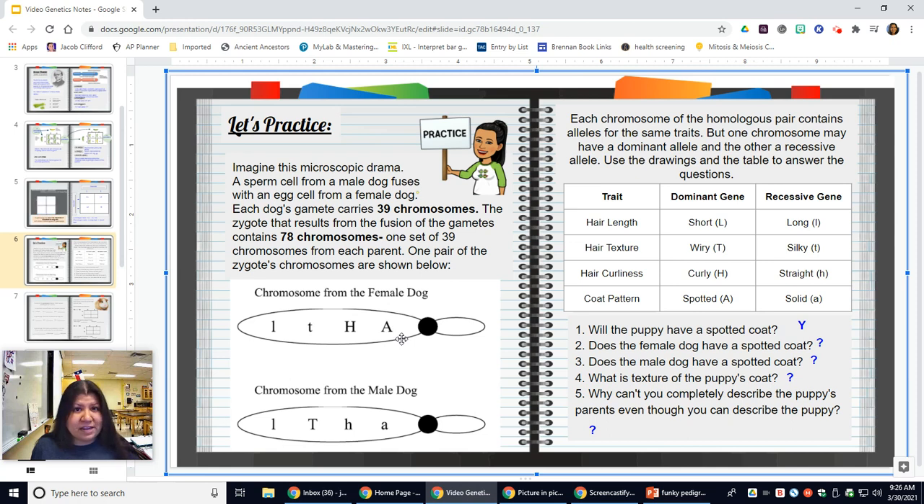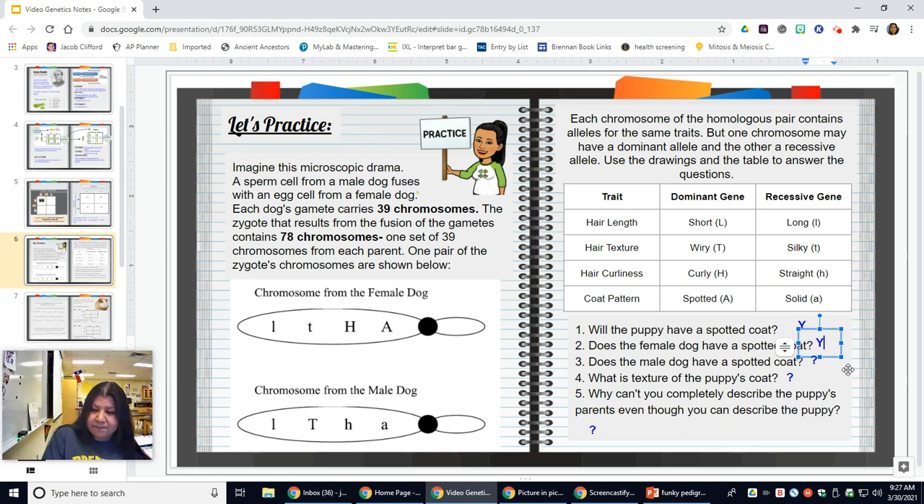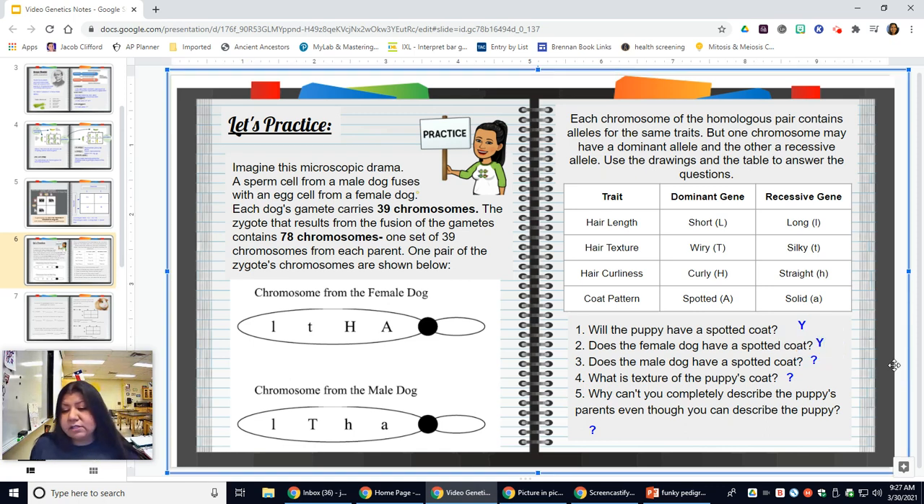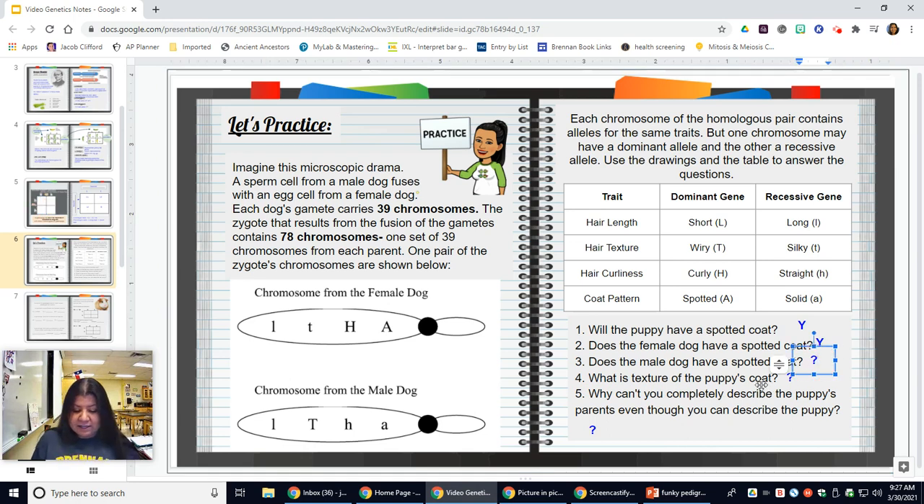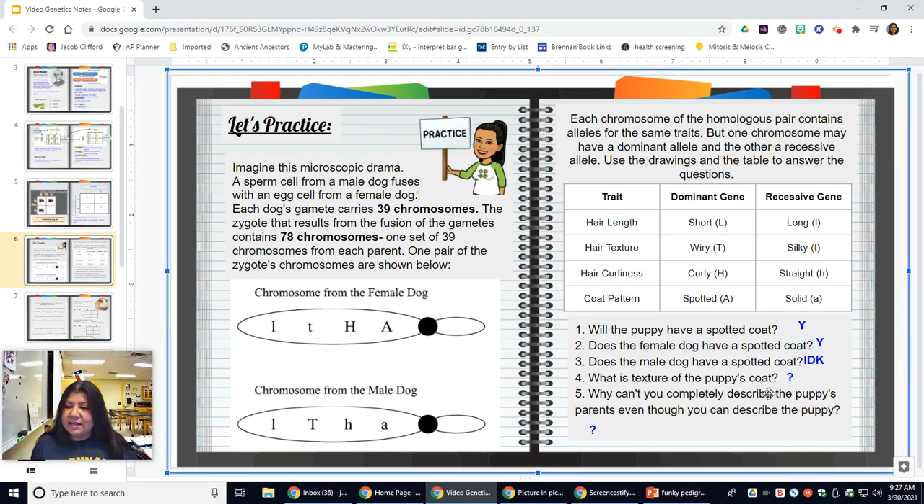Does the female dog have a spotted coat? Well, you only need one dominant allele to have that, so the answer is yes. So now this is where students get confused. Does the male dog have a spotted coat? Well, if we look at the male dog's chromosome, we have a little a, but he only gave half of his genetic information to the puppy. So for all we know, his other chromosome could be a big A. So we don't know. We can't tell from this information. So I'm going to put IDK, because we don't know.